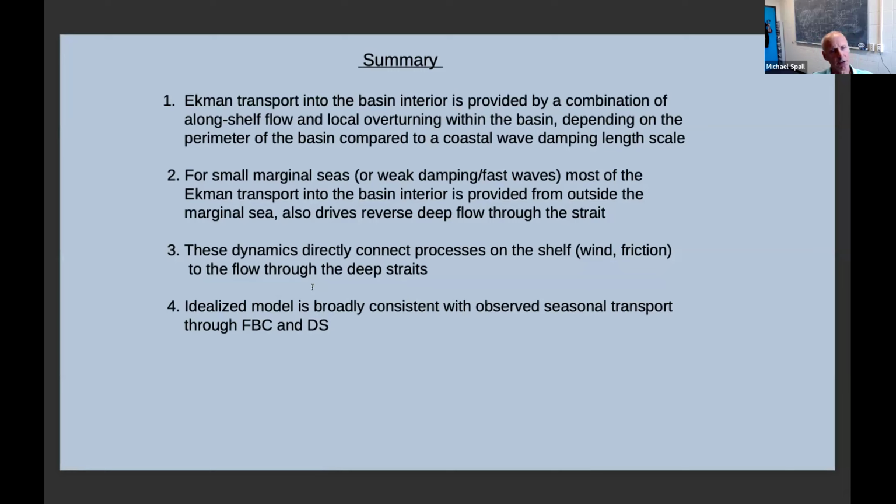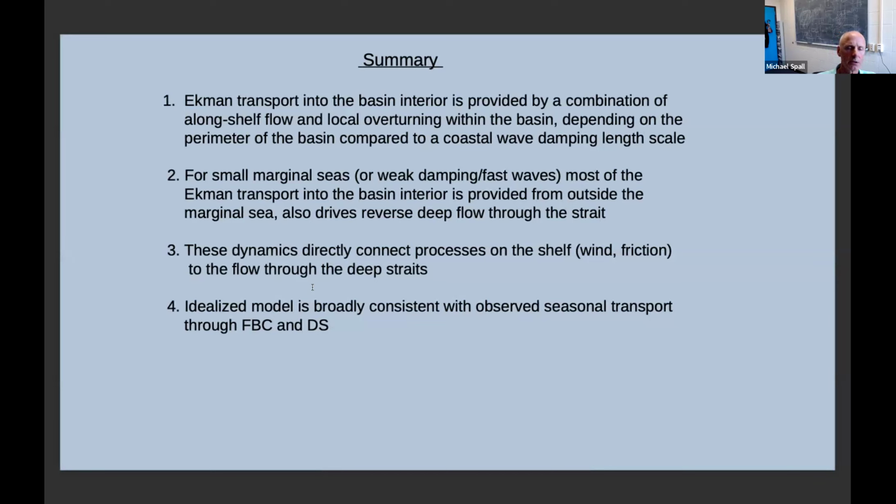So the big picture message is that the dynamics on the shelf are connected to the overflow dynamics driven by wind. And finally, the idealized model is broadly consistent with the predictions from the theory. Now, the theory is making a lot of assumptions. I have a flat, uniform width shelf. I have linear, spatially uniform bottom friction, simple winds, everything's simplified.